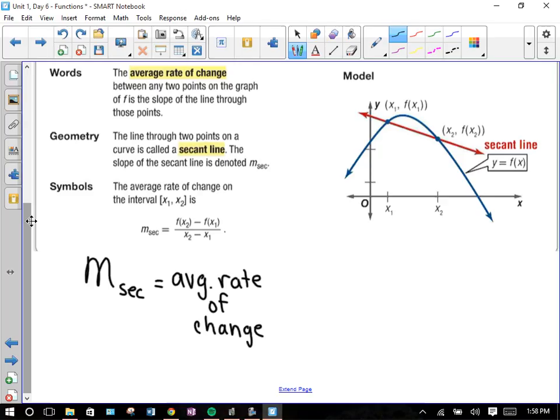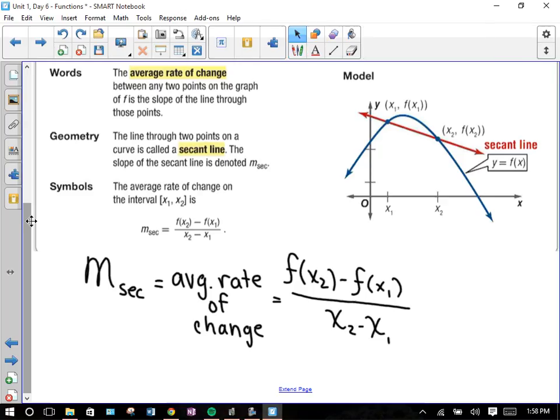The way we find this is f of x2 minus f of x1 divided by x2 minus x1. f of x2 is just a fancy way of saying y2, and f of x1 is just a fancy way of saying y1. It is literally slope: y2 minus y1 divided by x2 minus x1. You've all heard it. So, if we can find the slope of our secant line, we found the average rate of change. What we want to do now is do a couple examples and show how this applies to real world situations.